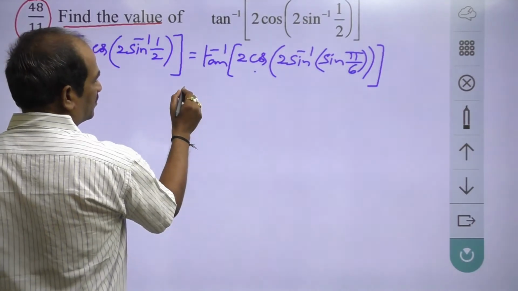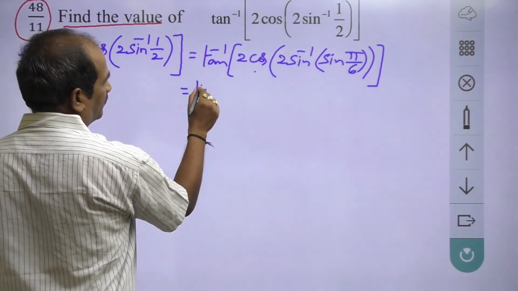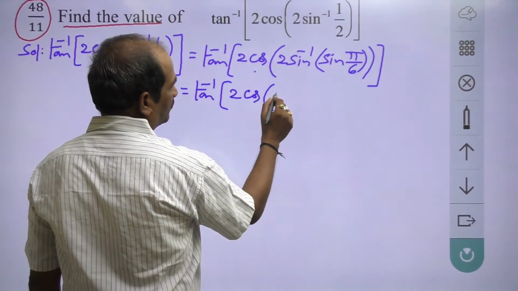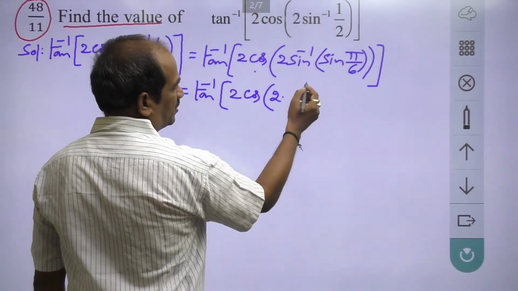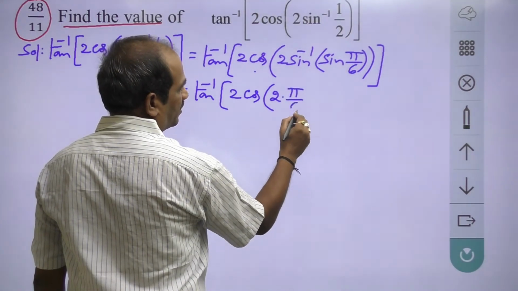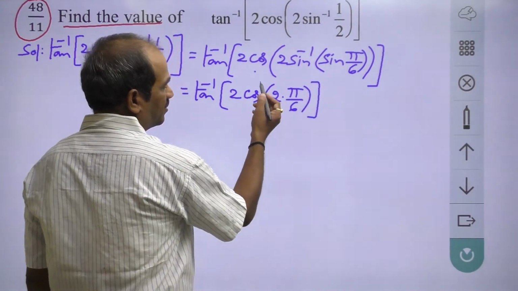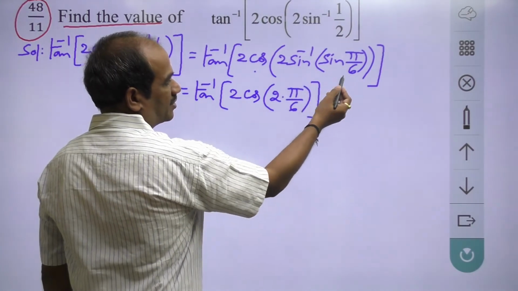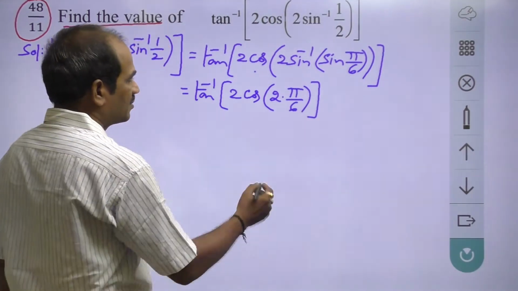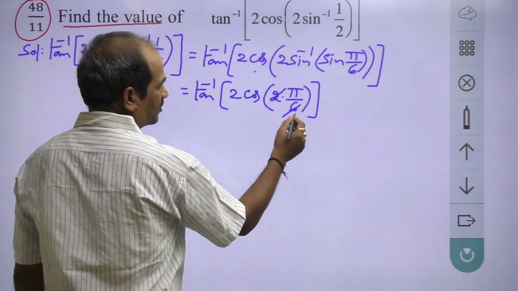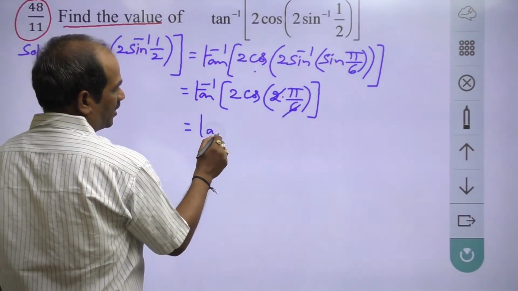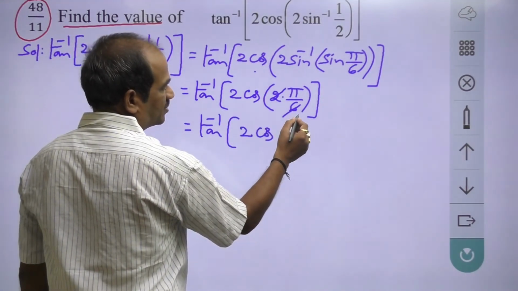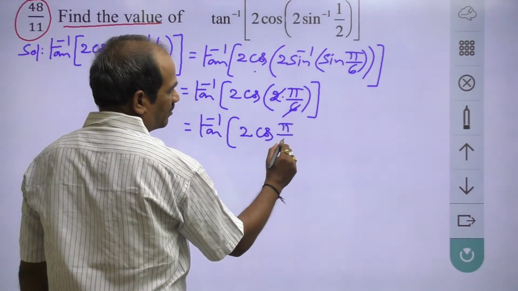So that is equal to tan inverse of 2 into cos of 2 into sin inverse of sin theta, which is theta, the theta value is pi by 6. So 2 into pi by 6, the 2 gets cancelled, and 3 times remains. So that is equal to pi by 3.